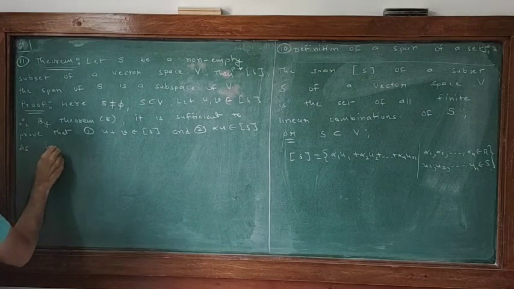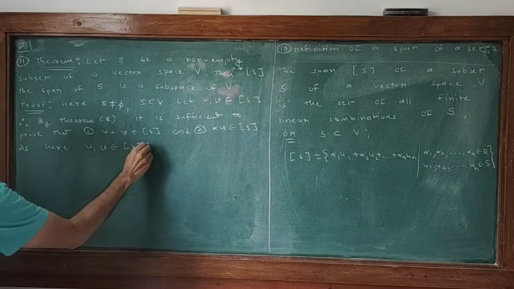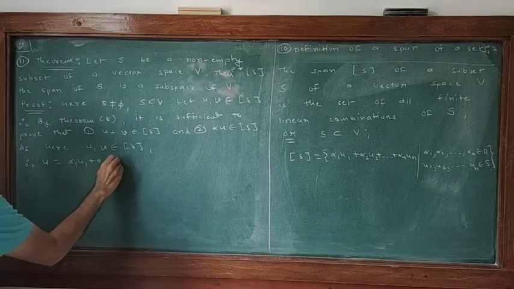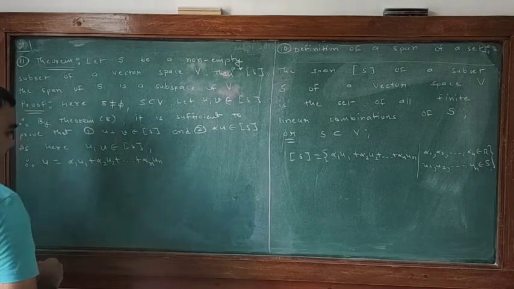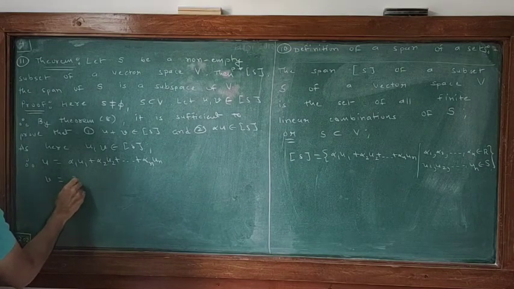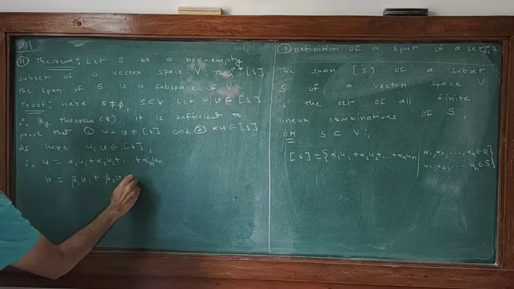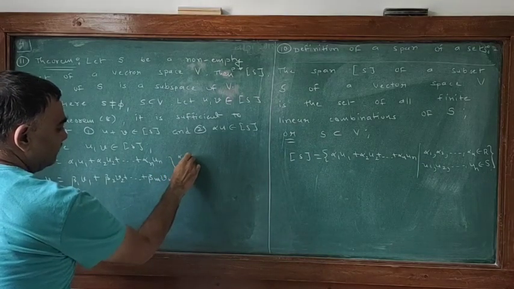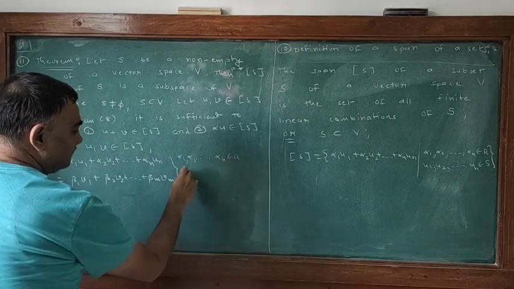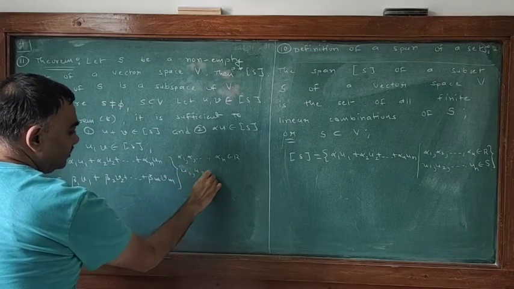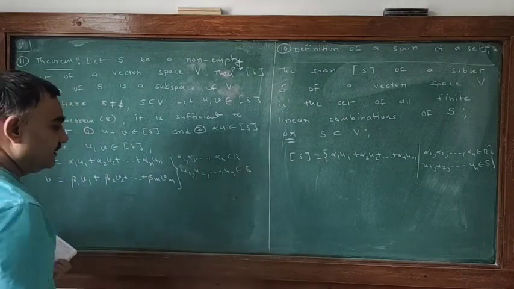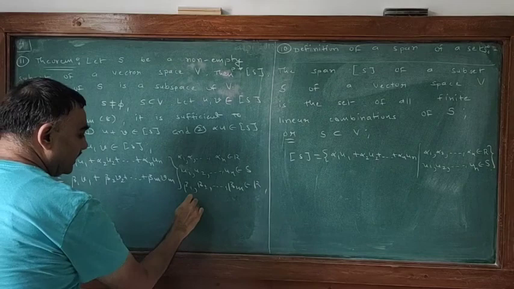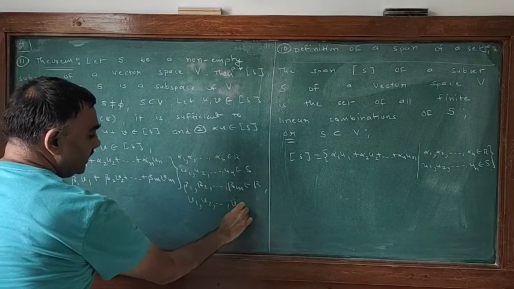As here u and v belong to span S, therefore u equals alpha 1 u1 plus alpha 2 u2 plus up to alpha n un, and v equals beta 1 v1 plus beta 2 v2 plus up to beta n vn, where alpha 1, alpha 2, alpha n are real numbers, u1, u2, un belong to S, beta 1, beta 2, beta n belong to real numbers, and v1, v2, vn belong to S.